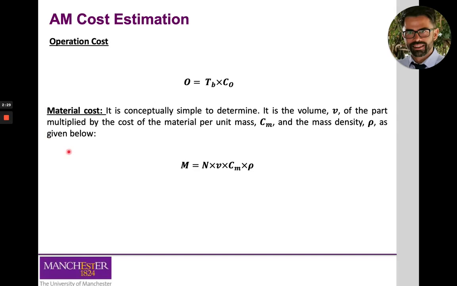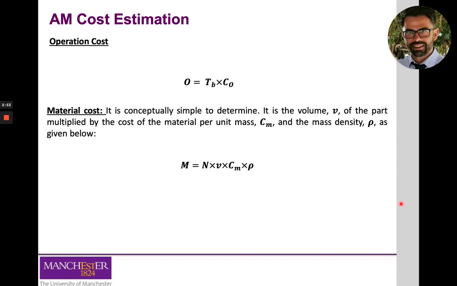The other component is the cost of the materials. And this is much simpler to determine, and it's basically the number of parts that we have in that specific build, multiplied by the volume of each part, multiplied by the cost per unit of mass, and the specific density of the material that you select.